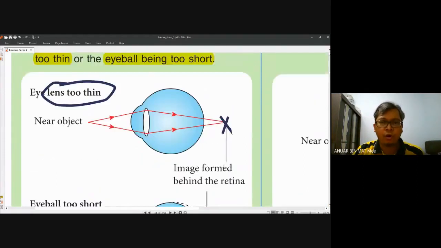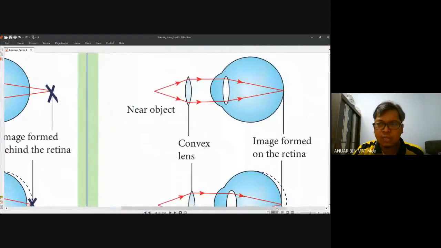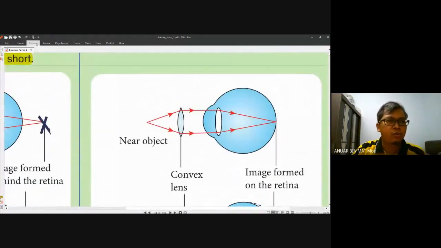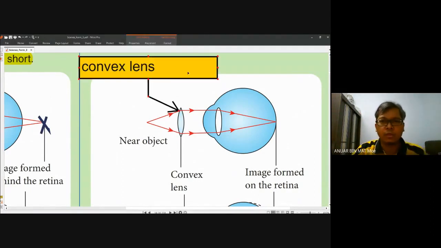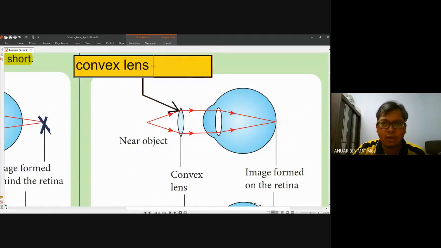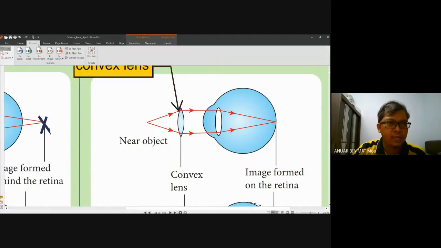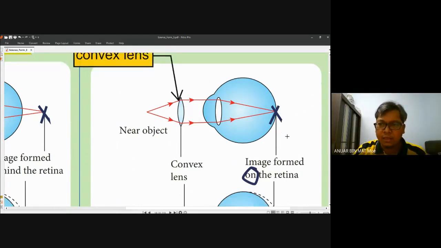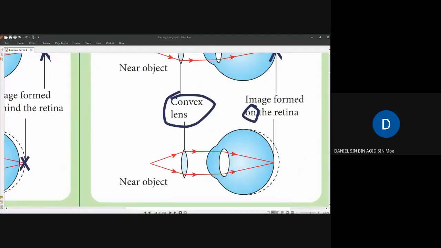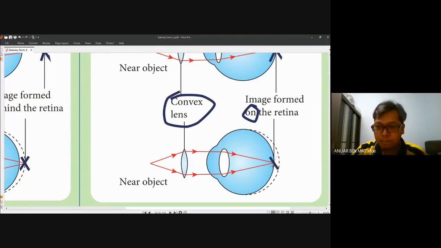So how to correct them? Bagaimana untuk betulkan? You need to wear a spectacle, kamu kena pakai cermin mata yang ada apa? You need to wear the spectacle that has a convex lens. You need to have the spectacle made from the convex lens type, so that the image will form on the retina itself. So this one is already repaired. And this one also you use the same, so the image will form directly onto the retina.